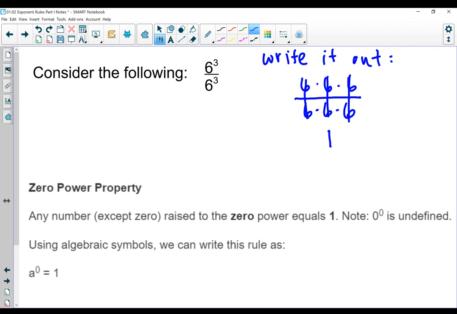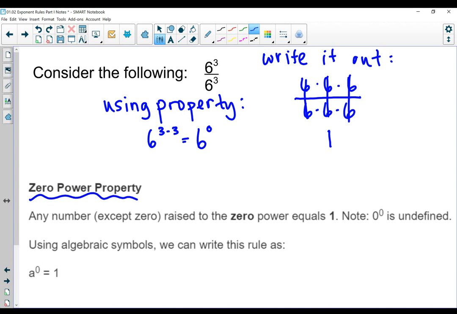Now let's look at how this works in terms of the property. So using the quotient property. The quotient property says I can subtract. So if I was going to subtract, I would make this 6 to the 3 minus 3 power, which is 6 to the 0 power. So from this is really coming the zero power property, because I know that this has to equal 1. So in this case, we've proved that 6 to the 0 power has to equal 1. By writing it out and by using the property, we know they need to be equal.